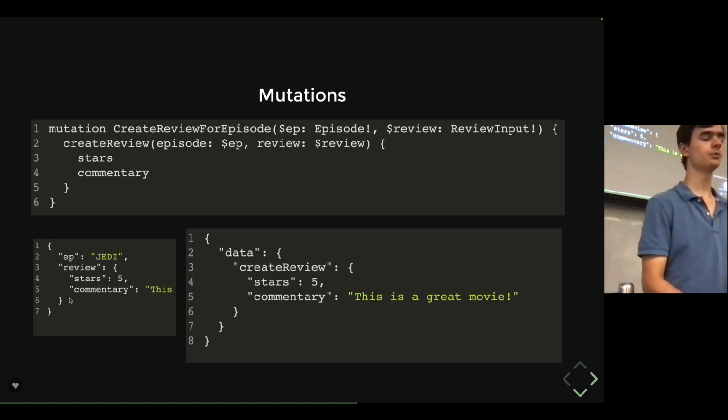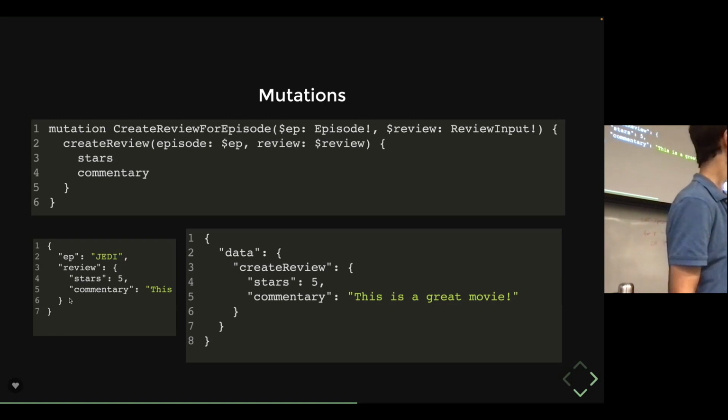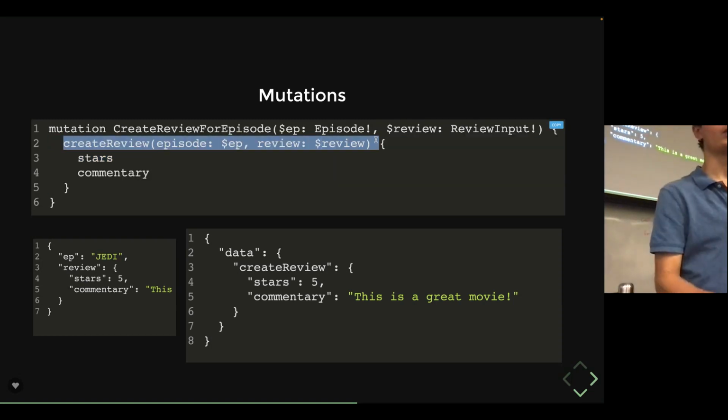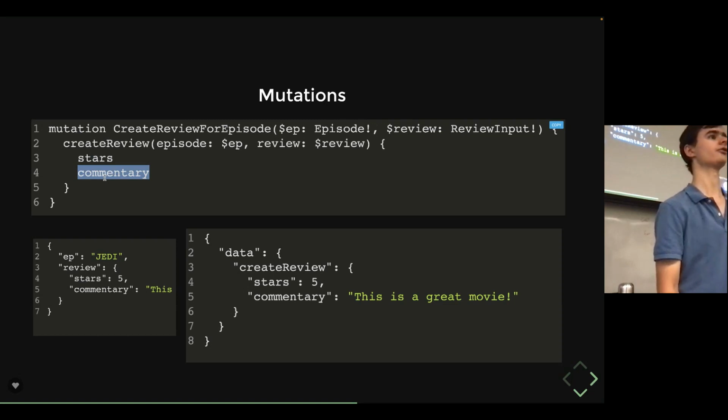Mutations are our put, post, and delete. They allow us to make stateful changes to our API and allow us to do things like create new objects, update existing ones, and delete entities in the system. And they can also give us payloads back, which we can ask for fields like we would any other GraphQL query. So here we say, okay, I'm going to create a review, and then we'll get back what you can think of as a review object, and that will have a series of stars, it'll have a commentary, and we can ask for those fields.